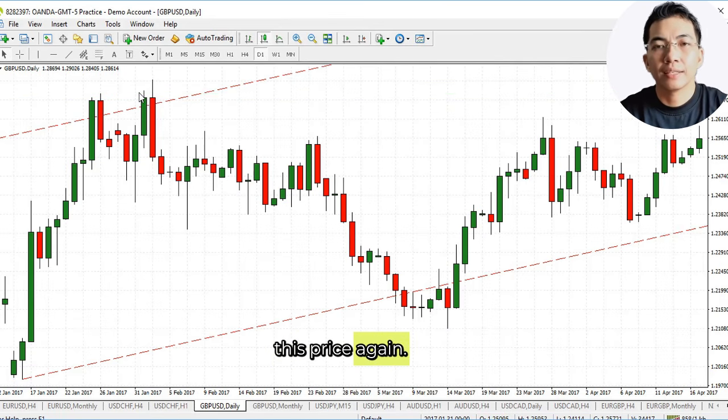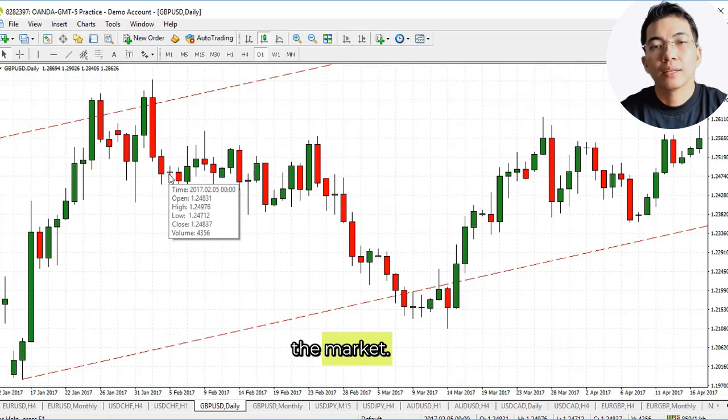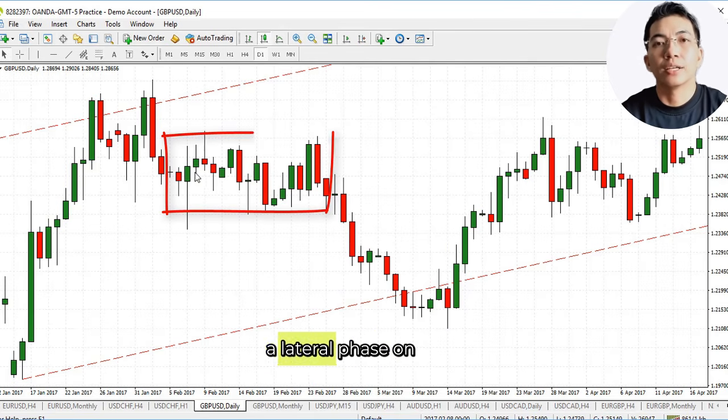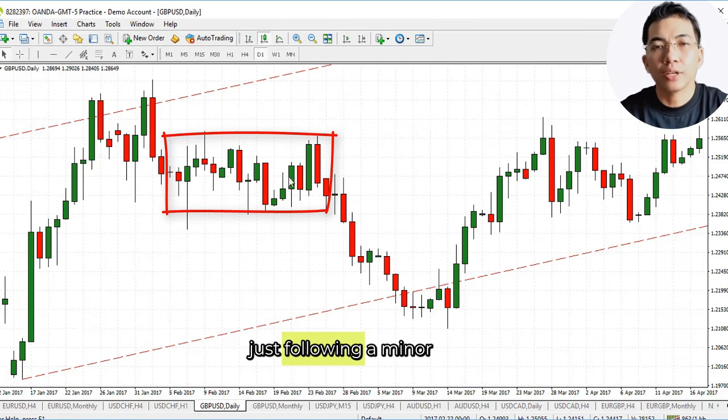Actually we can see that the price goes down, and here we find a doji on the market. What does this doji say? The same thing that any doji says. There's indecision on the market. You can see that after the doji there's a lateral phase on the market, with the price that is not going up, is not going down, it is just following a minor sideways trend.